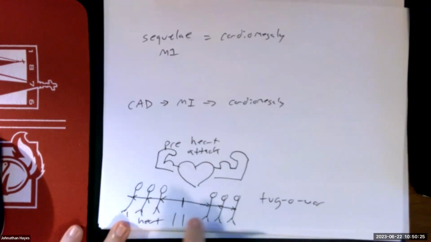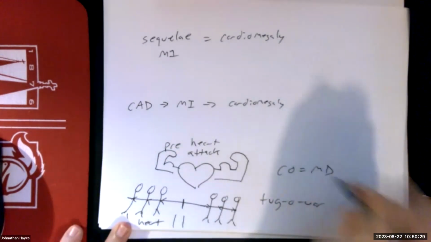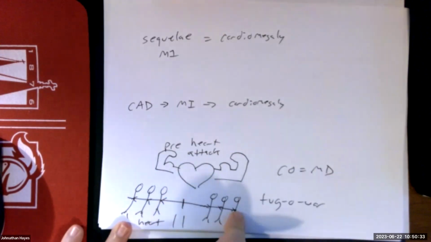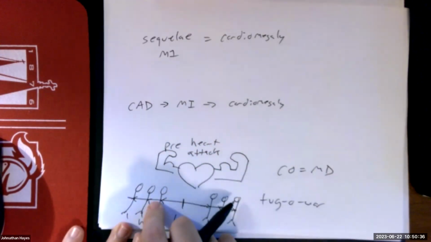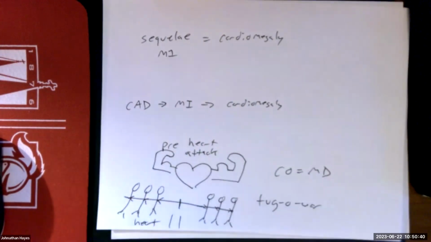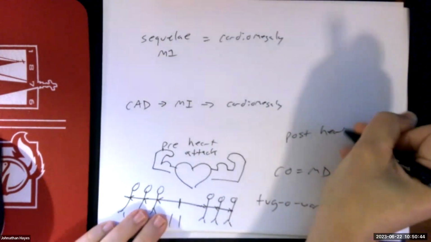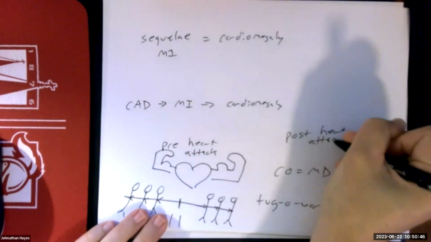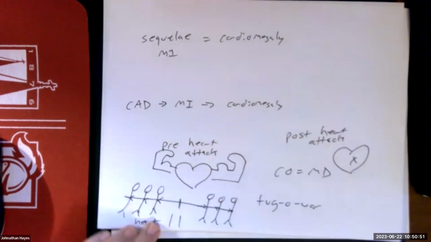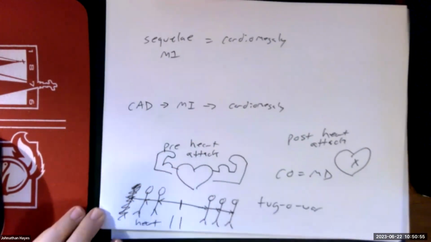But there's a constant tug of war between the heart and the body, right? It's cardiac output equals metabolic demand, right? So if this is the heart and this is the body, pre-heart attack, your heart was strong. It had the capacity to be able to adequately meet that metabolic demand. But post-heart attack, right, not so strong anymore. Something in the heart has broken, right? So one of these guys is now missing.